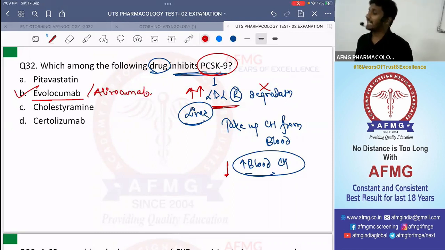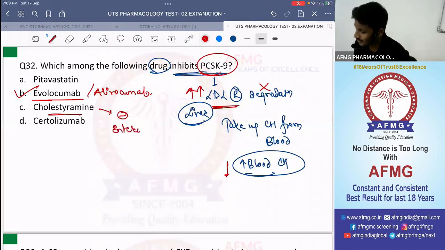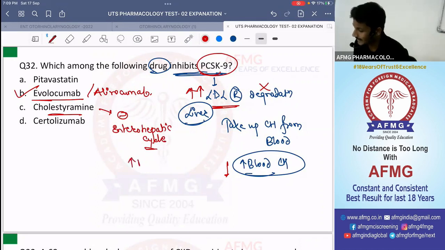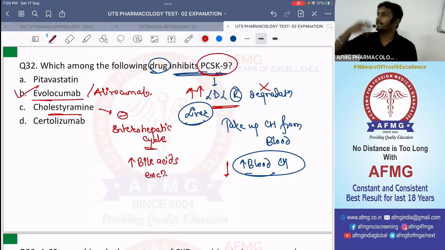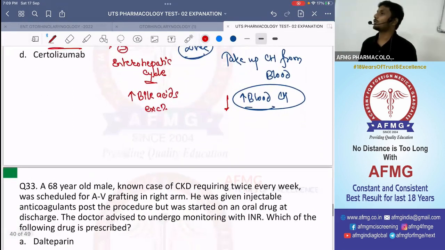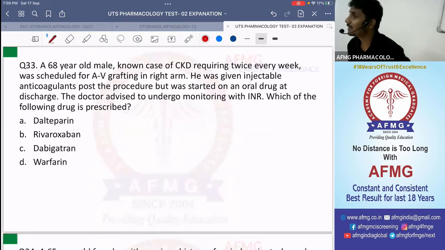No issues with this. Statins were inhibiting which enzyme? HMG coenzyme A reductase. Cholestyramine will lead to inhibition of the enterohepatic cycle. Therefore, more and more bile acids would be excreted out. No issues with this, anybody? Okay, certolizumab is not over here. It's a monoclonal antibody used in cases of colorectal cancers. Now, what?